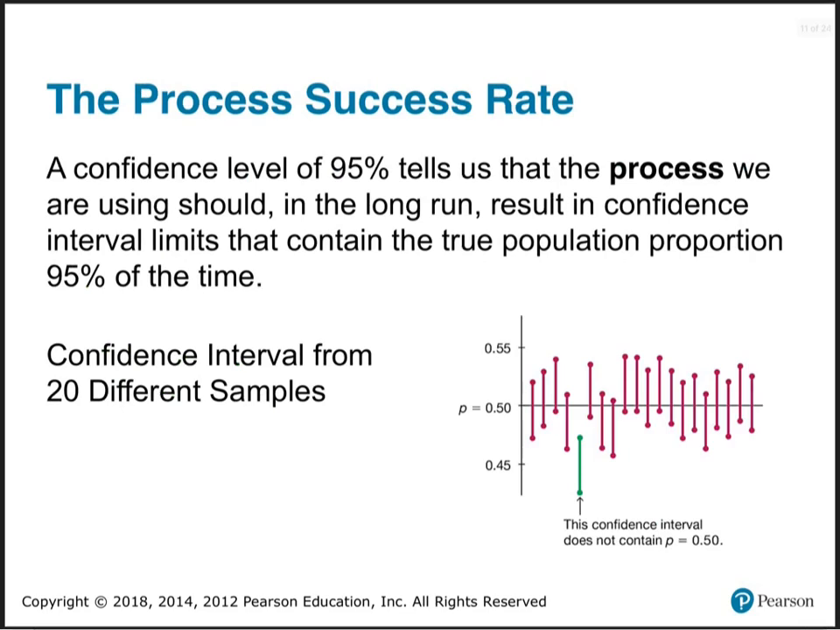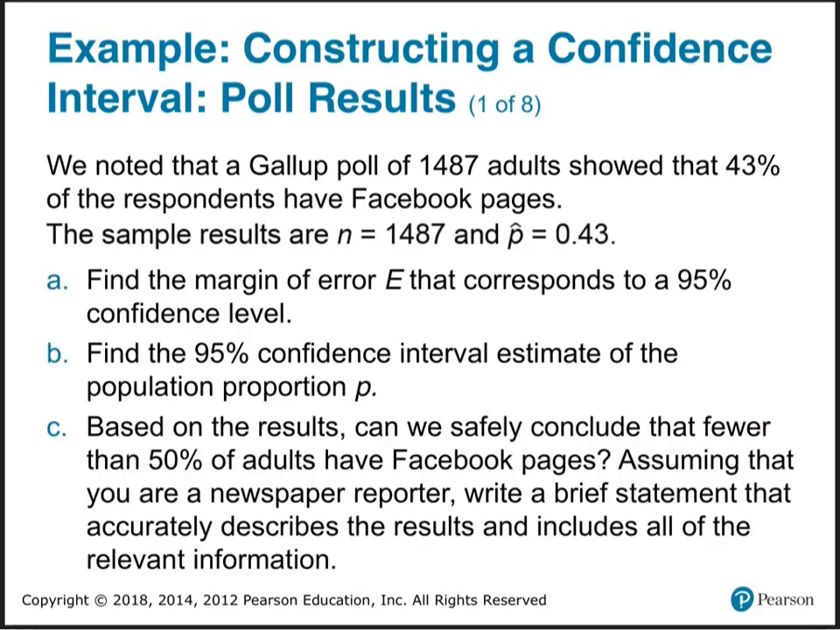So there are different confidence intervals. We're saying 95% of the confidence intervals will hit the real value. It probably doesn't make a lot of sense. So how do we figure that out? Let's get to an actual example. So here we go with the 43% example. How are we going to work it out?